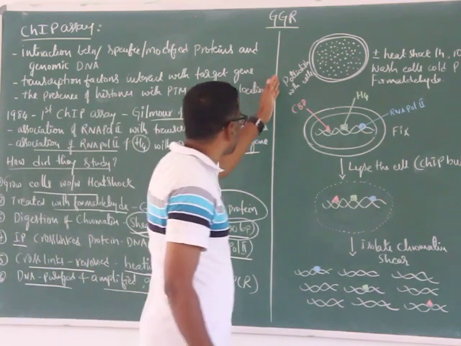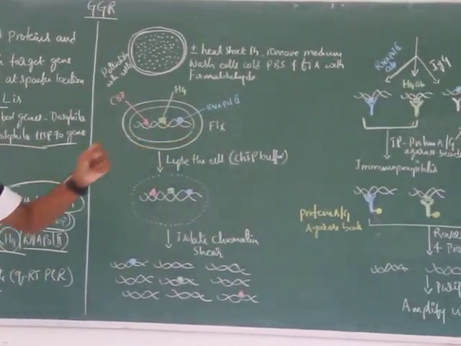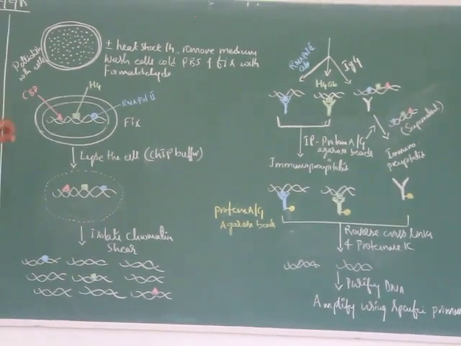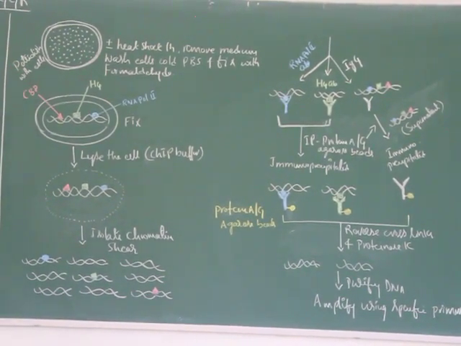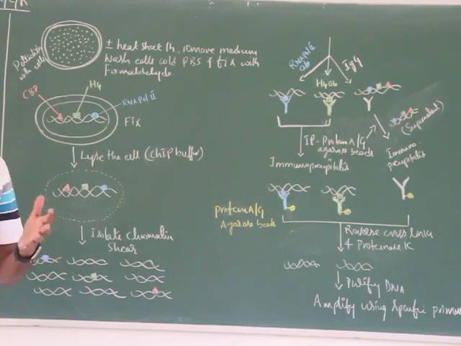So here I am going to explain with a pictorial representation. First I will explain H4 and RNA polymerase II. Then I will take one more example for your convenience to understand how the ChIP assay works.